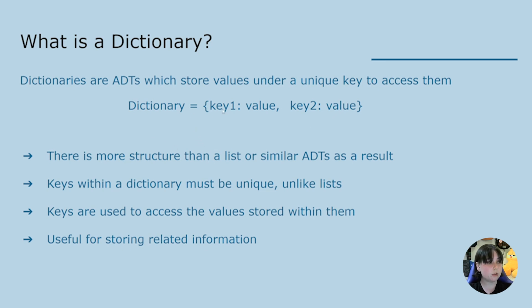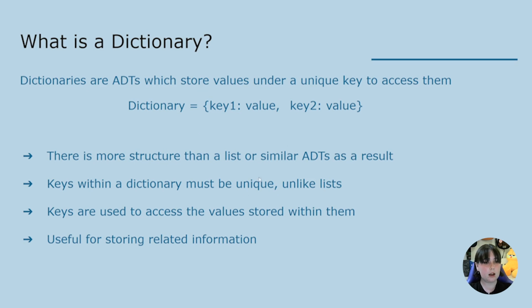And you'll also realize later down that, unlike other ADTs such as queues, Python actually has built-in functionality for them. So, keys within a dictionary must be unique, unlike lists, and this is because the keys are used to access the value stored within them. So if I asked for key 1 and there was multiple key 1s, then it wouldn't know which value to give me. So each key within that one dictionary has to be unique.